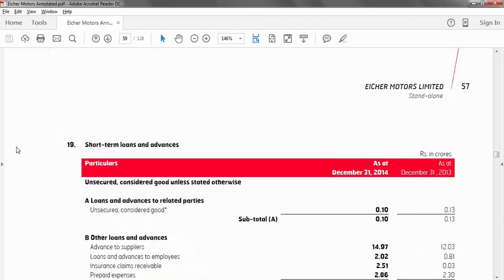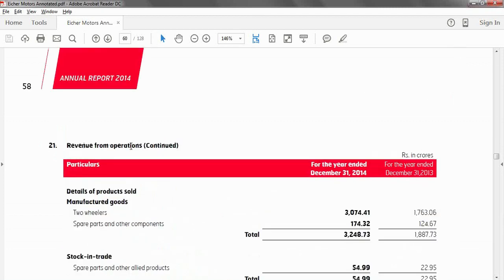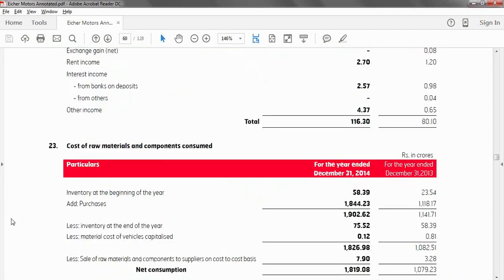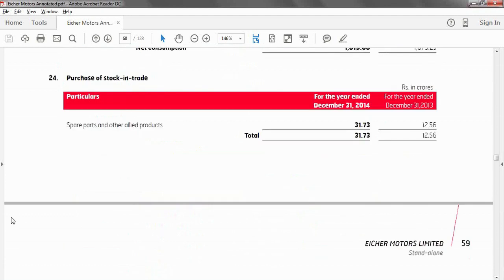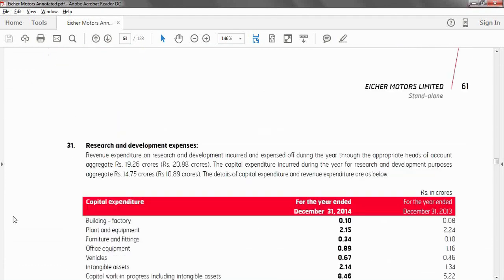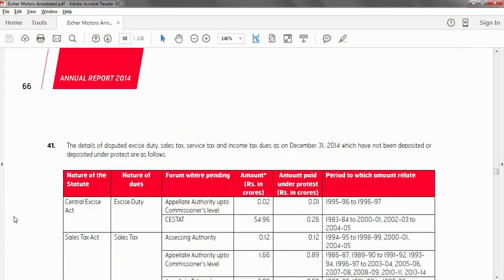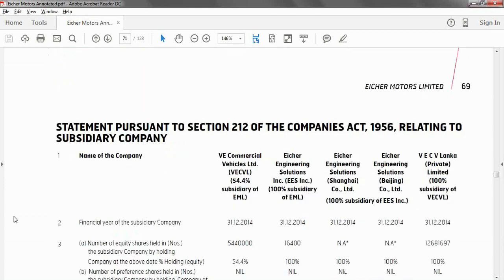Similarly, when you go ahead, you will look at revenue from operations, right? So how much in the standalone entity came from two-wheelers and how much came from spare parts and other components is available here. Subsequent to this, you have cost of raw materials, etc., etc., etc. All these data points are available in various notes. There are about a whole detailed 40-50 set of notes, post which they talk about what are the subsidiary companies.